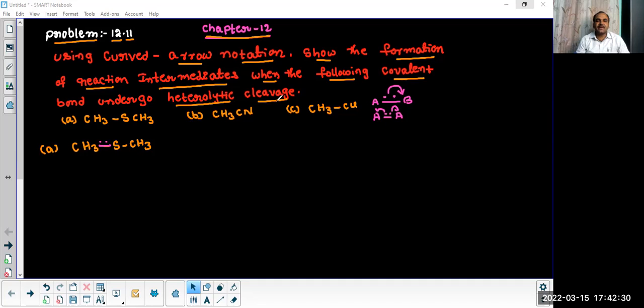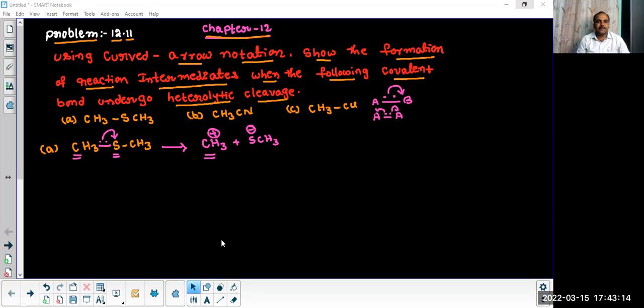Here the heterolytic cleavage has occurred. What are the intermediates? Compared to the carbon atom, sulfur is more electronegative. So these two electrons will be shifted towards the sulfur atom. Then you will get CH3 positively charged and CH3 negatively charged. You are getting the electrophile. So the electrophile is the intermediate. The electron-loving group is an intermediate.